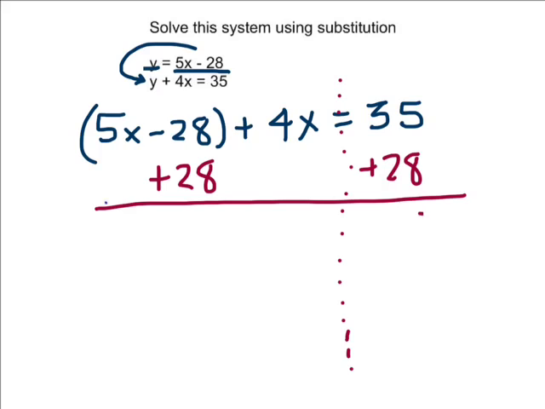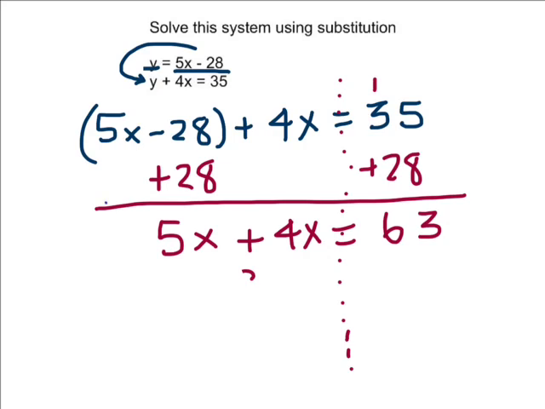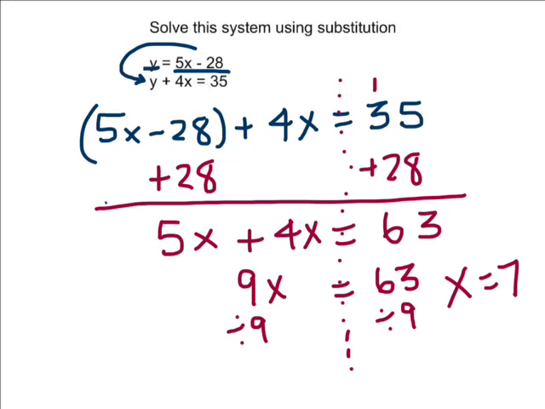We get 3, carry the 1, 5, 63. We're left with 5x and 4x. So that gives me 9x equals 63. Divide by 9. X is 7. So if x is 7, then what does y have to be?